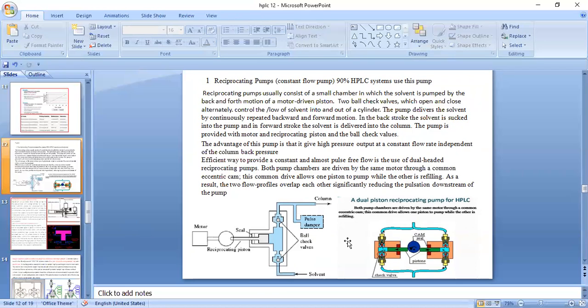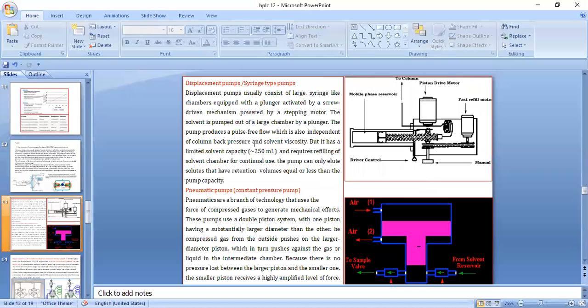So there are two pumps that work simultaneously with each other, so that they can provide a solvent which is pulse free, with no time lag, and the two solvent profiles will overlap to provide a solvent which is free from pulsation. So this is the first pump that can be used.